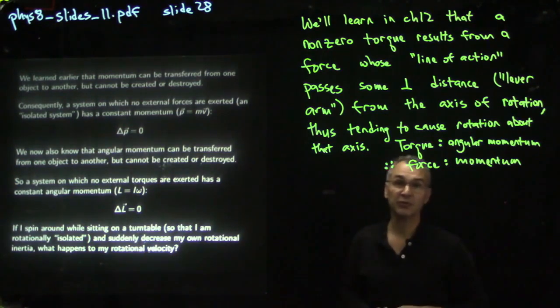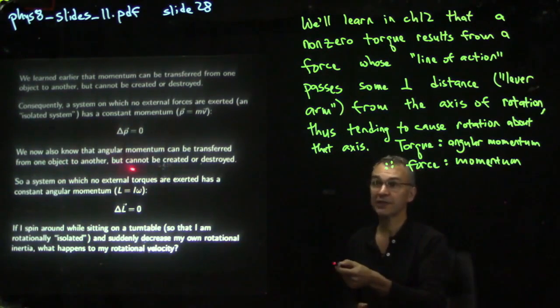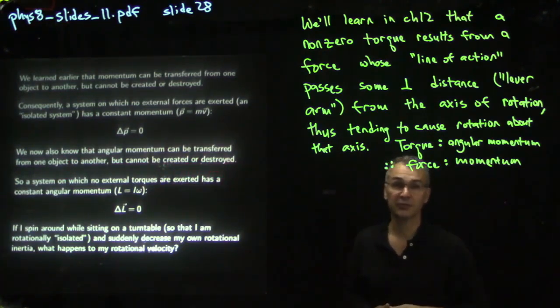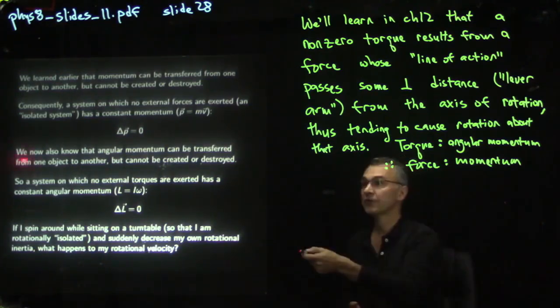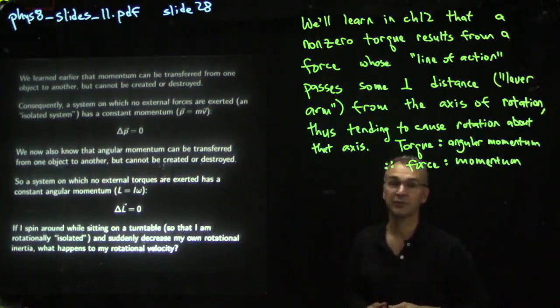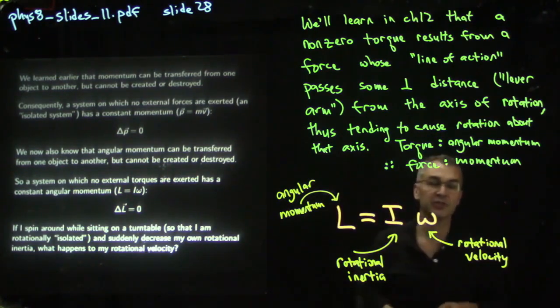Today we will learn that angular momentum can be transferred from one object to another, but angular momentum cannot be created or destroyed. So the conservation of angular momentum is as fundamental a result as the conservation of linear momentum or the conservation of energy. A system on which no external torques are exerted has a constant angular momentum, and angular momentum is the product of rotational inertia times rotational velocity.